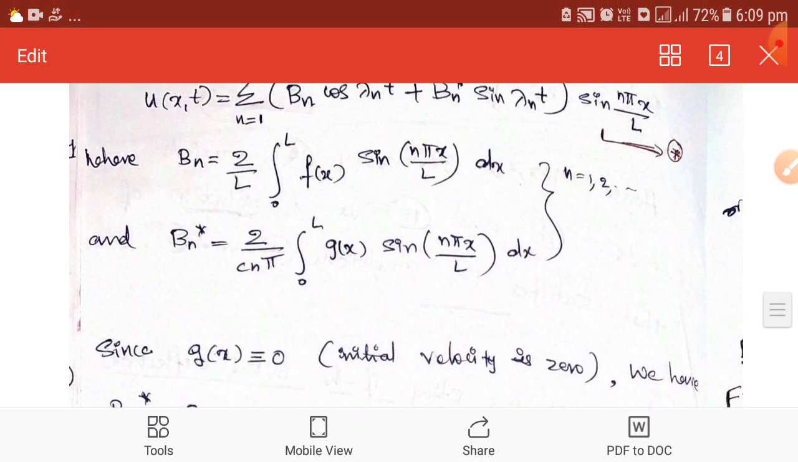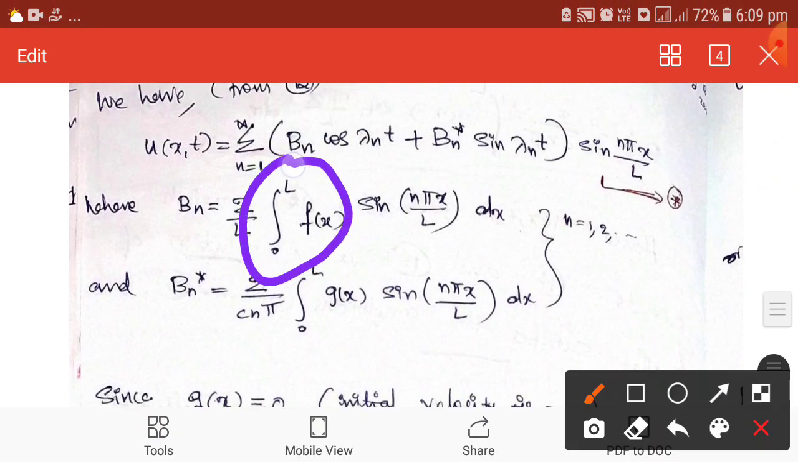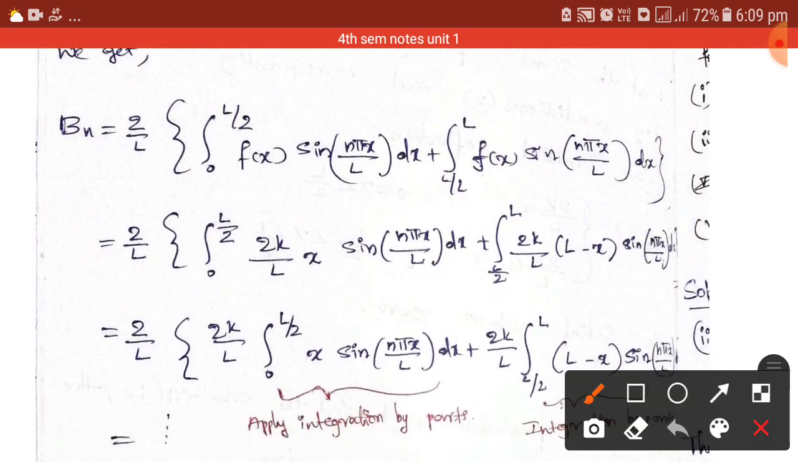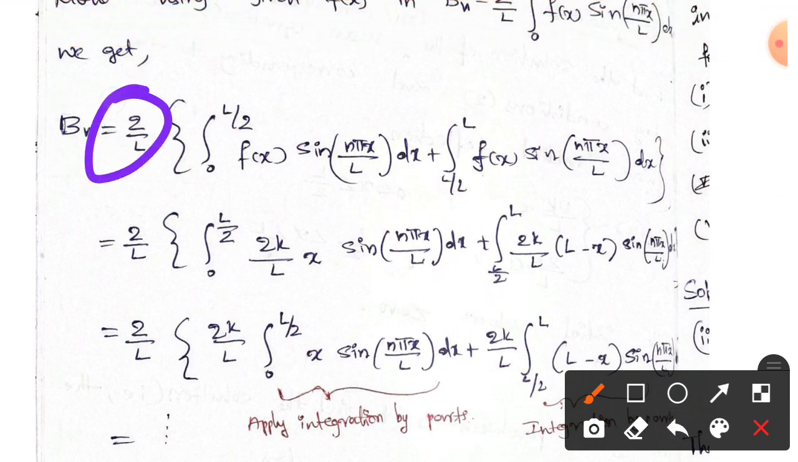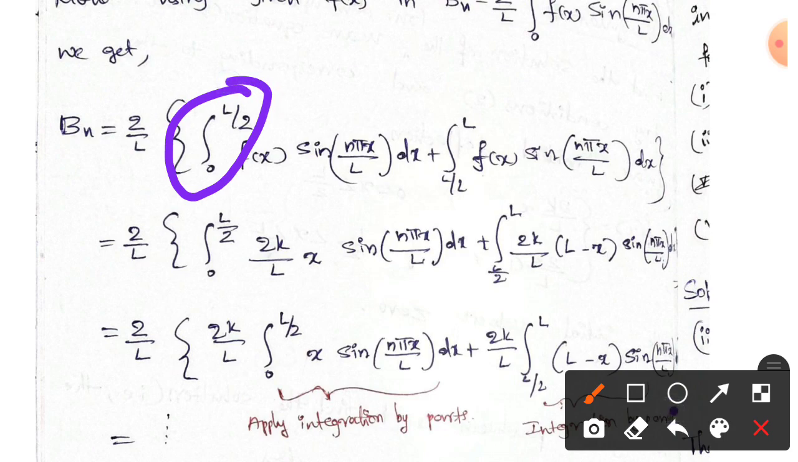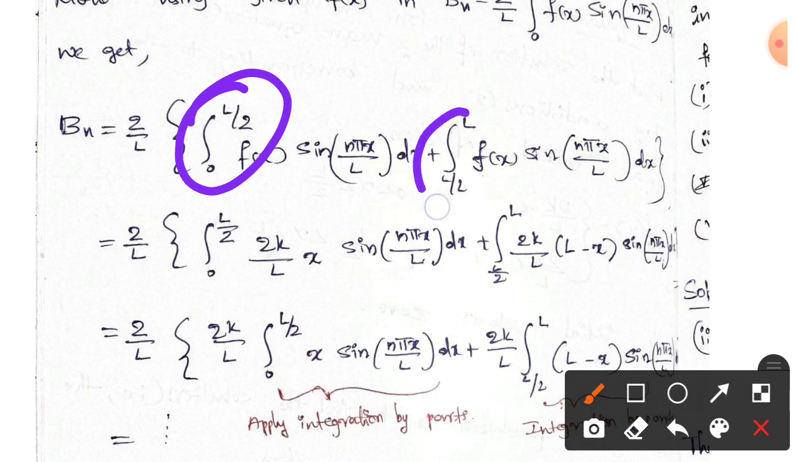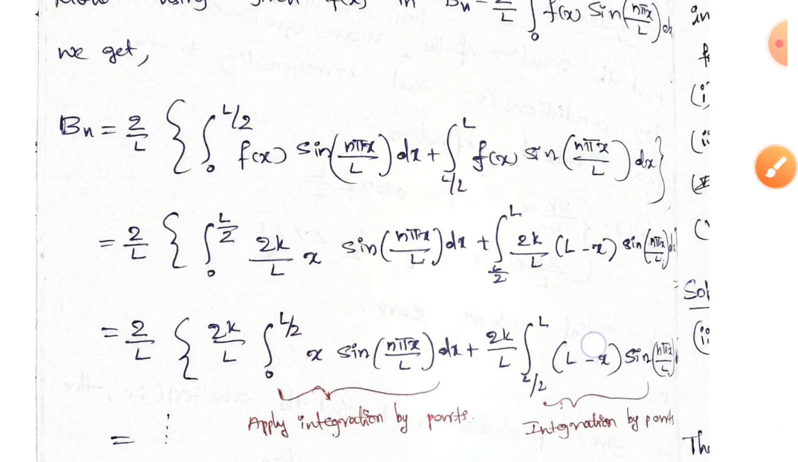So in the formula, the integration from 0 to L, we have to split it as integration 0 to L by 2 of f of x plus L by 2 to L of f of x. So let us do that. Bn is given by 2 by L into integration 0 to L by 2 f of x sin n pi x by L dx plus integration L by 2 to L f of x into sin n pi x by L. So we have split the integration.